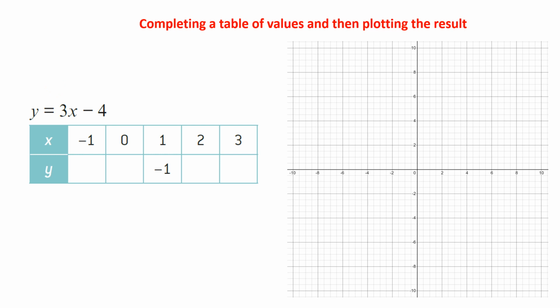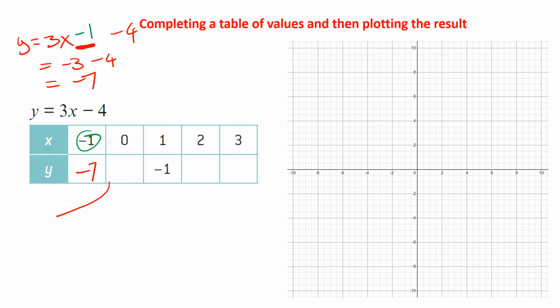We're going to do x equals -1. So basically, I'm going to have y equals 3 times, and that's my x value there. So my x value is -1. So let's put 3 times -1, and then it's going to be -4. So 3 times -1 is -3. Then I'm going to go -4. Therefore, my answer is going to be -7. So that's what I do there.